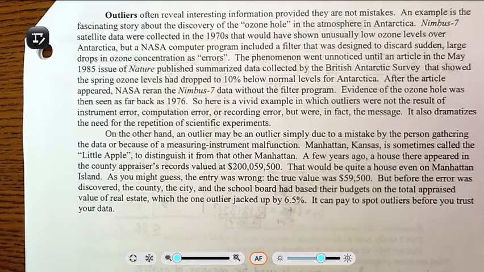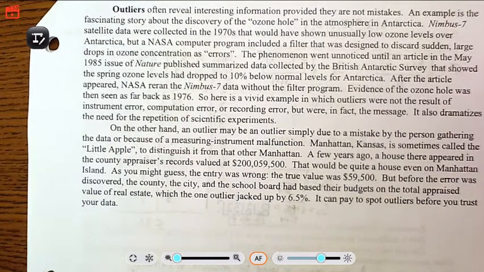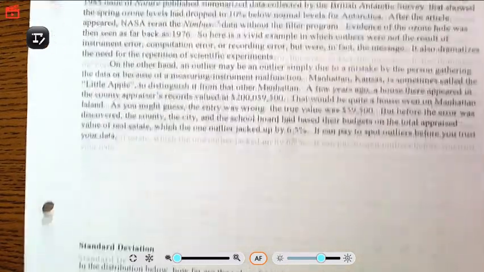But before the error was discovered, the county, the city, and the school board had based their budgets on the total appraised value of real estate, which the one outlier jacked up by 6.5%. It can pay to spot outliers before you trust your data.